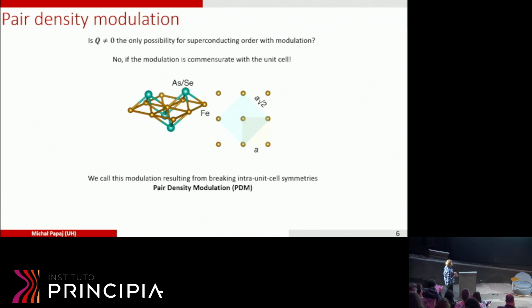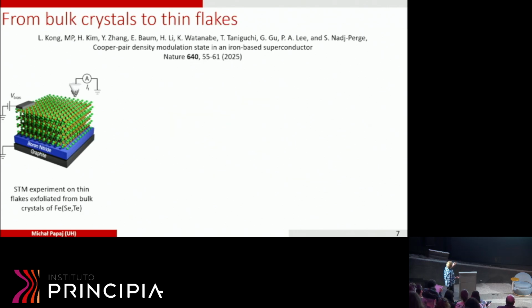And let me go to the experimental results that show that such a modulation is indeed possible and was observed. So the experiment is an STM experiment on thin flakes exfoliated from bulk crystals of iron selenide telluride. So 0.55 tellurium, 0.45 selenium to be precise.